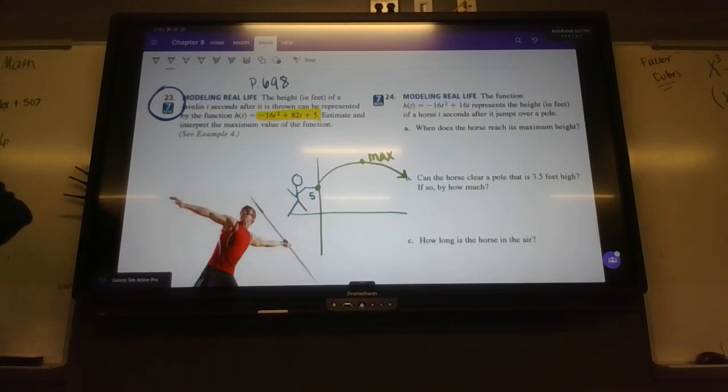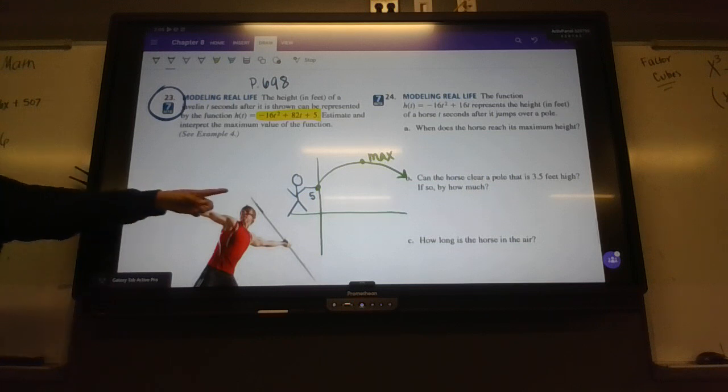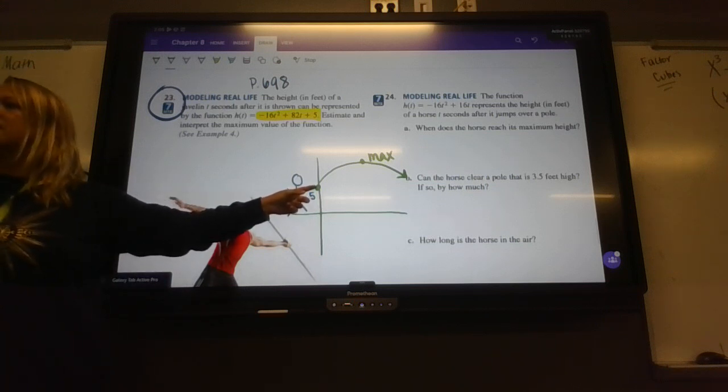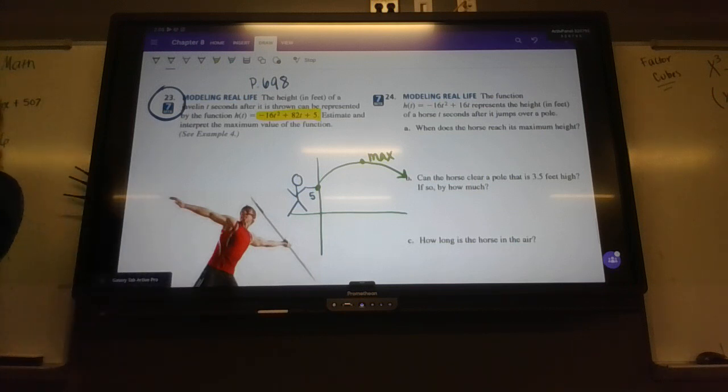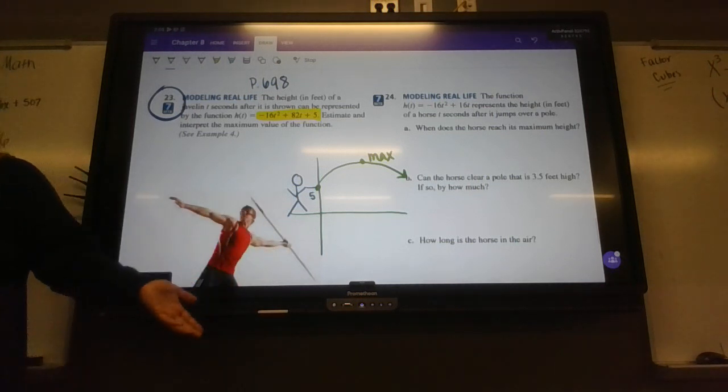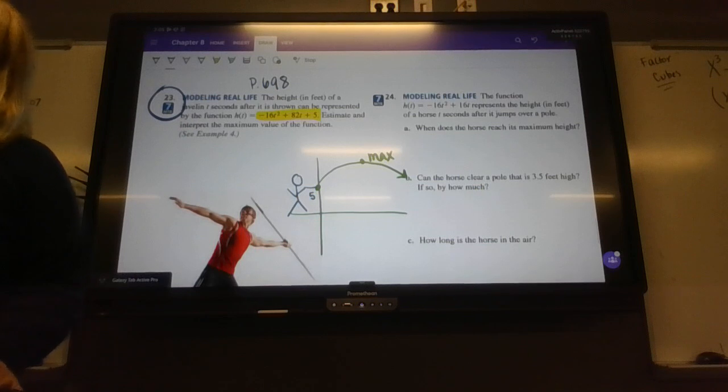Yeah, it's 110. What? You think it's 5 feet? Look, he released it at 5 feet. What did I do? Yeah. Okay, it's really 110. I had no idea they went that high.